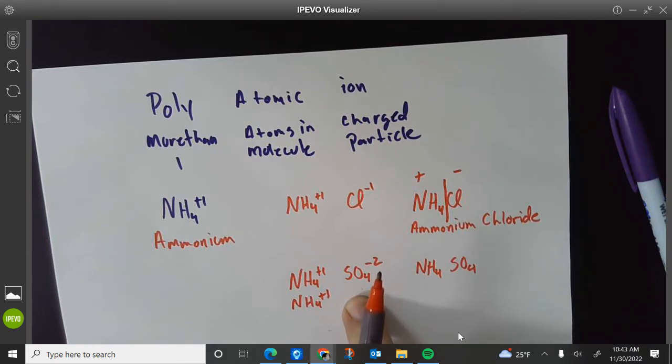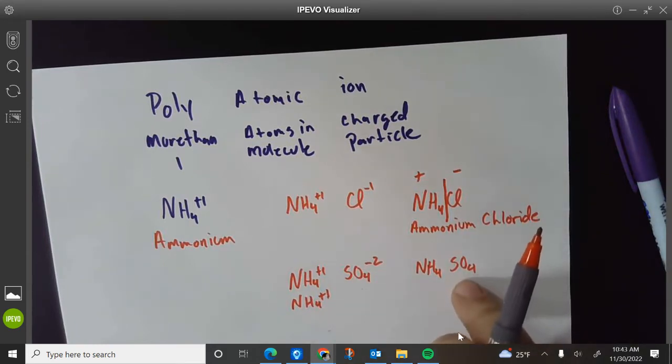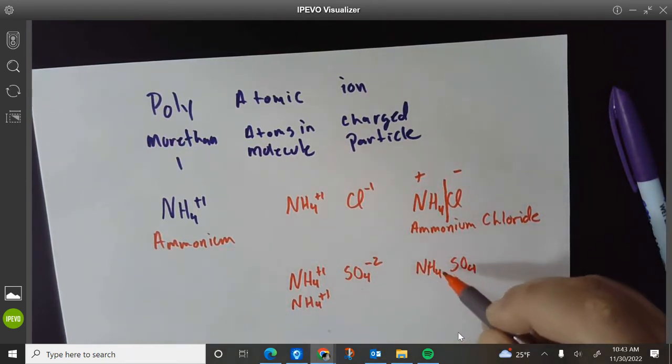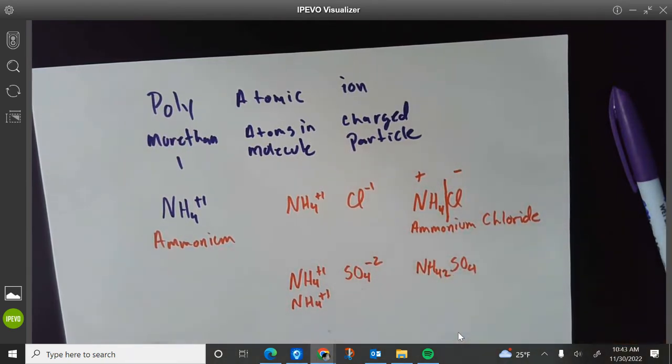There's only one sulfate, so I can leave it just like it is. How many ammoniums did I use? I used 2 of those. So I would put a 2 right there, right? That's right? No, why is that wrong?